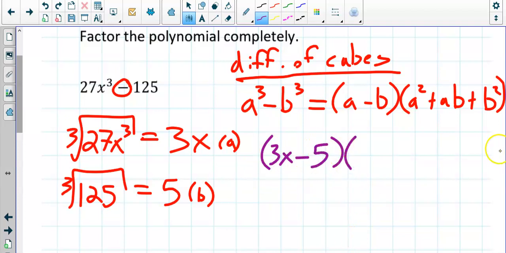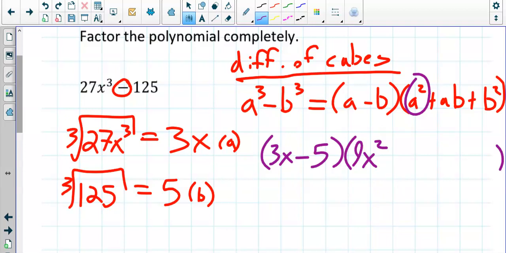And now we'll take this piece a little bit slower. The next piece says, tell me what is a squared. So I need to take my a over here and square it. So what do I get when I take 3x and square it? Or in other words, what's 3x times 3x? 9x squared, because 3x times 3x is 9x squared.